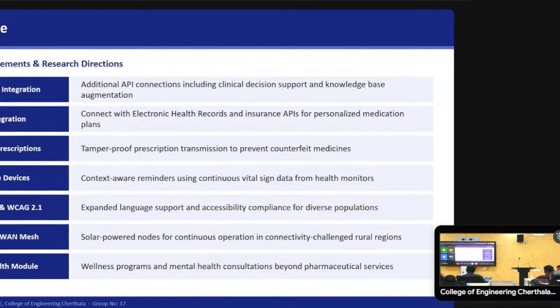In future scope, we plan to integrate electronic health records, use blockchain for tamper-proof prescriptions, connect wearable devices, add mental health modules, and expand rural connectivity using edge networks. This will make TechPharma more scalable and intelligent.